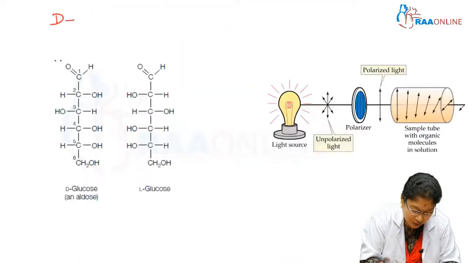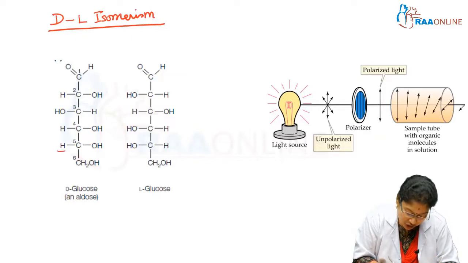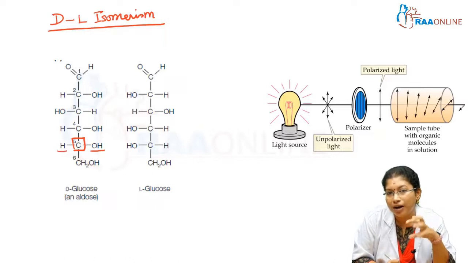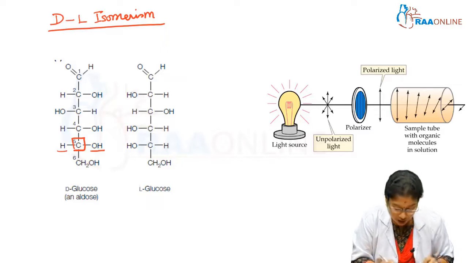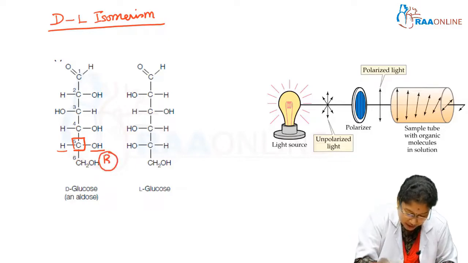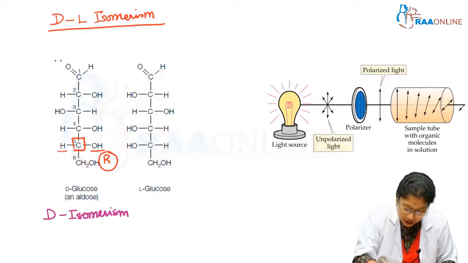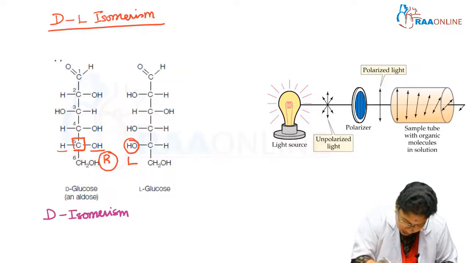So first we'll see about D and L isomerism. It is based on the orientation of the H and OH group on which carbon? The fifth carbon, that means the penultimate carbon. Based on the position of these groups in the penultimate carbon, we'll call it either D isomerism or L isomerism. If the OH is oriented to the right side, we call it D isomerism. If it is oriented to the left, we call it L isomerism.